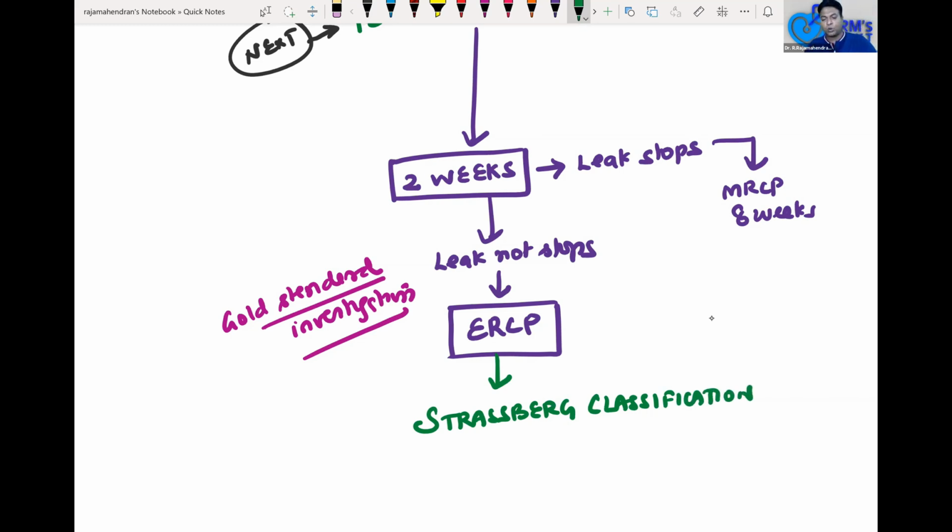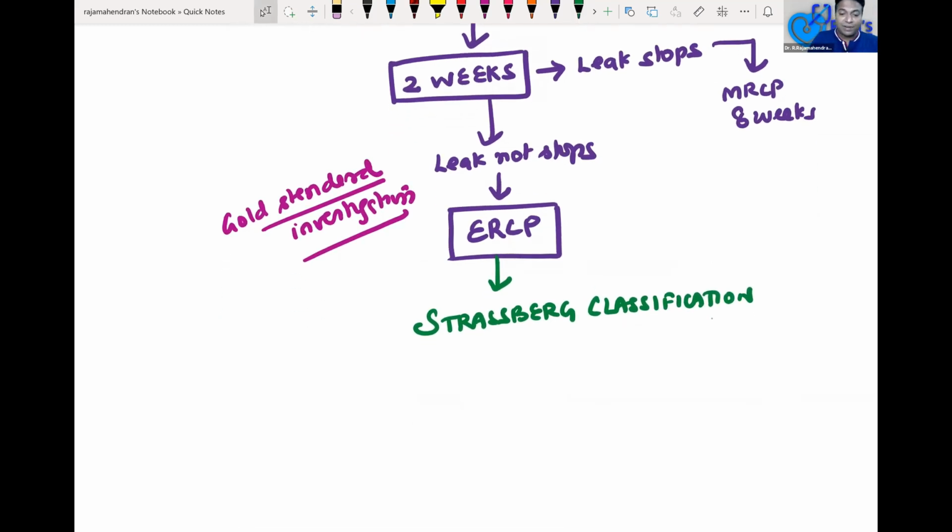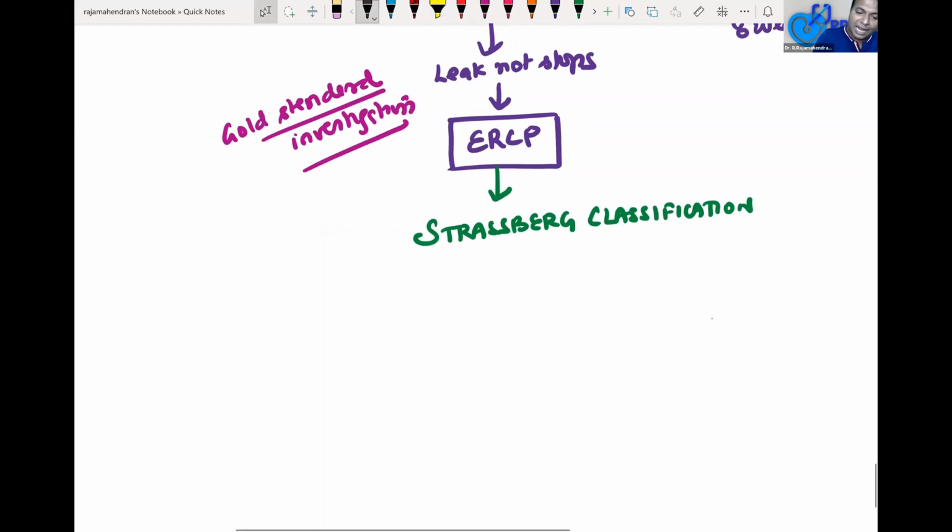ERCP shows a classification known as Strasbourg classification. When will you do ERCP? Only after 2 weeks. We don't do it immediately. At 2 weeks, we'll do an ERCP that will show you a classification known as Strasberg classification.